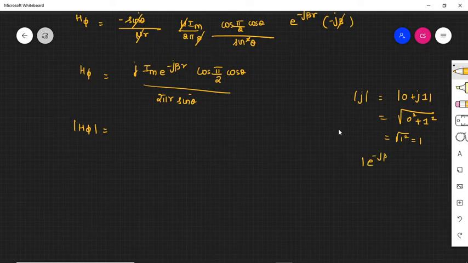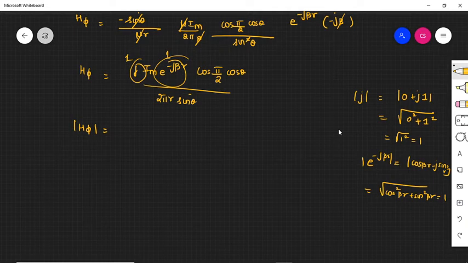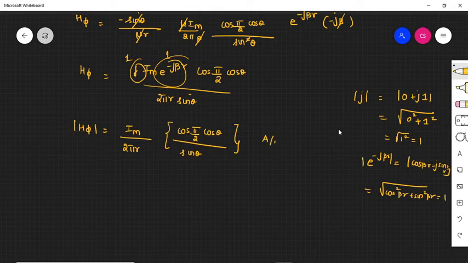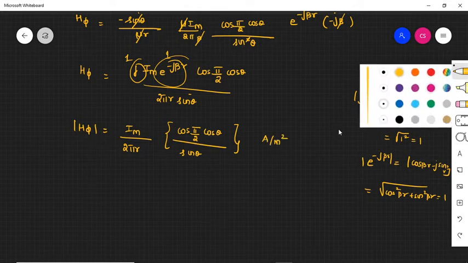Similarly, modulus of e power minus j beta r is mod of cos beta r minus j sin beta r. So this is root of the cos square beta r term plus sin square beta r term, which is again 1. So this term modulus also becomes 1, and for this term also it becomes 1. So what is the magnitude value? It is Im divided by 2 pi r cos of pi by 2 cos theta divided by sin theta. This is the magnetic field of your half wave dipole, and the unit is amperes per meter.